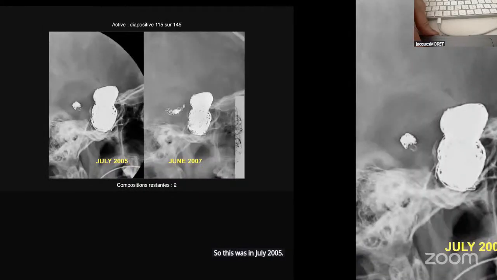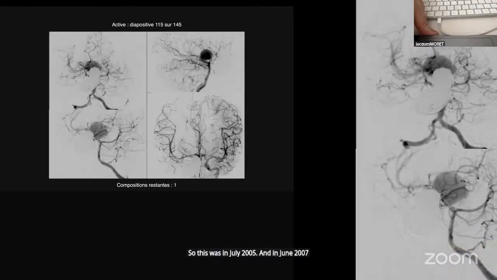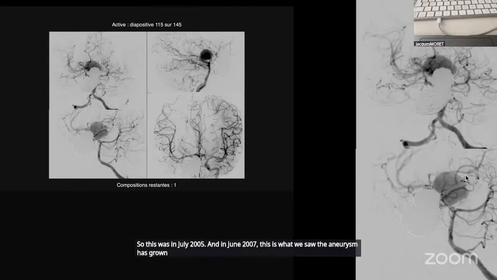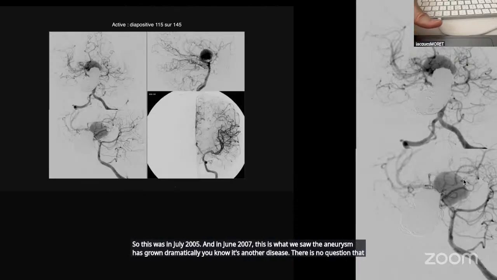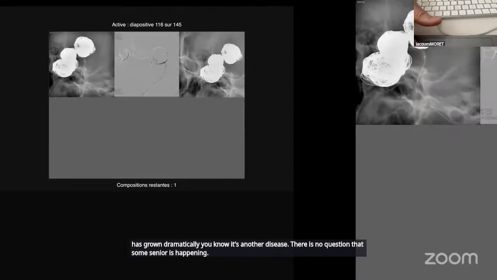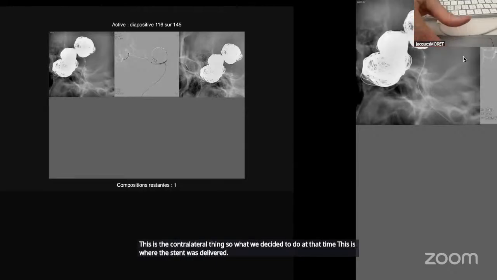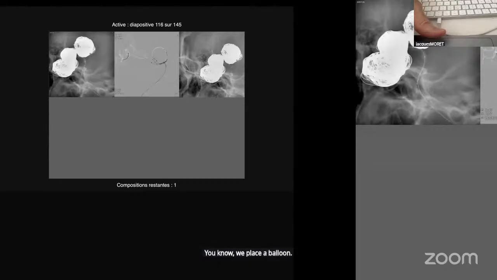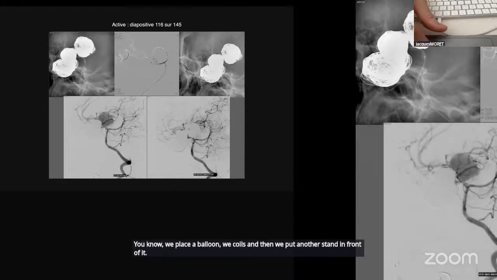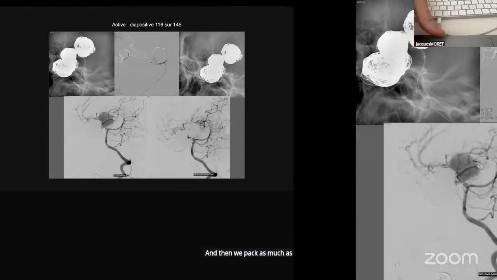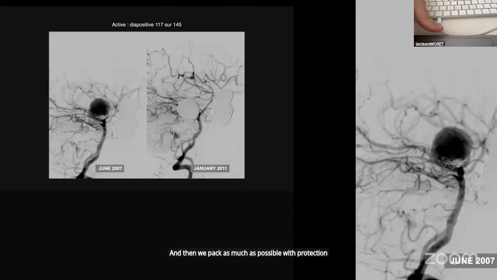And in June 2007, this is what we saw. The aneurysm has grown dramatically. It's another disease. There is no question that something is happening. This is a contralateral thing. So what we decided to do at that time, this is where the stent was delivered. We place a balloon, we coil, and then we put another stent in front of it. And then we pack as much as possible with protection of the stent. And this is June 2007 and January 2011.